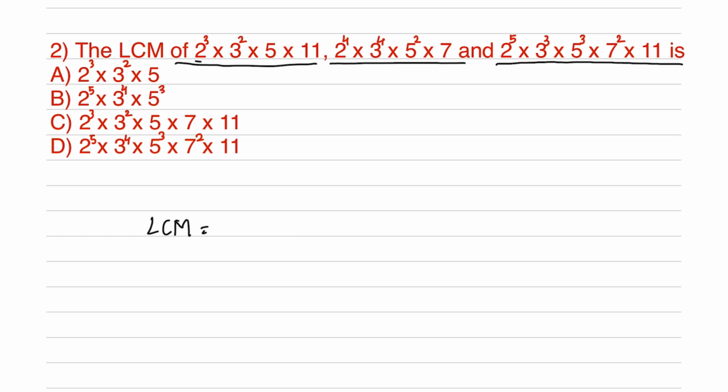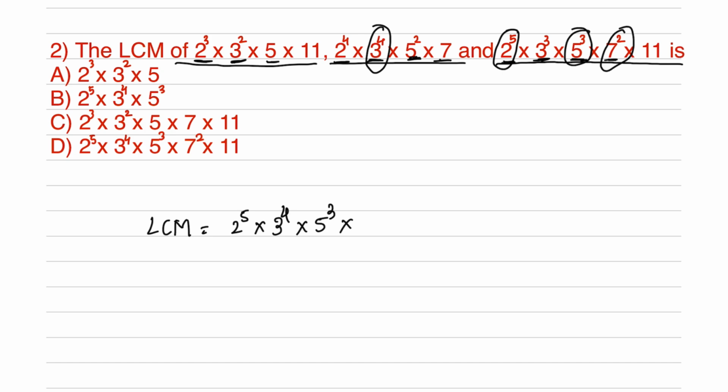Here 2 to the power 3 is there, 2 to the power 4 is there, 2 to the power 5 is there. So this is the highest, take it. 2 to the power 5 into, here 3 to the power 2 is there, 3 to the power 4 is there, 3 to the power 3 is there. So 3 to the power 4 is the highest, take that. Here 5 to the power 1, 5 to the power 2, 5 to the power 3. This is the highest, take this, 5 to the power 3 into, here 7 is not there, 7 is there, 7 to the power 2 is there.